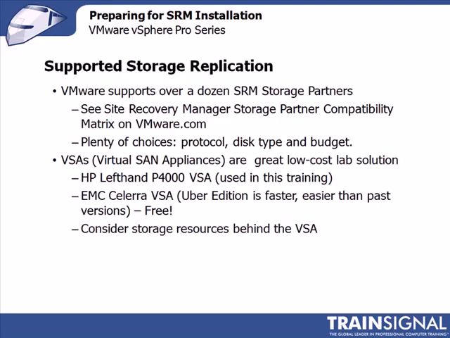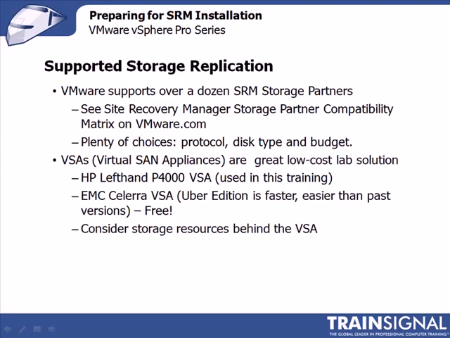Maybe you don't have a supported storage system or you're just getting into vSphere and SRM. You'll notice that there are plenty of choices for the protocol, whether it's NFS, iSCSI, or Fiber Channel. All these different SANs have different disk types, whether it's Fiber Channel, SAS, SATA, or even SSD, and different budgets. You can start out at, well, free, as in the case that we're doing here for an eval, on up to an enterprise class SAN.